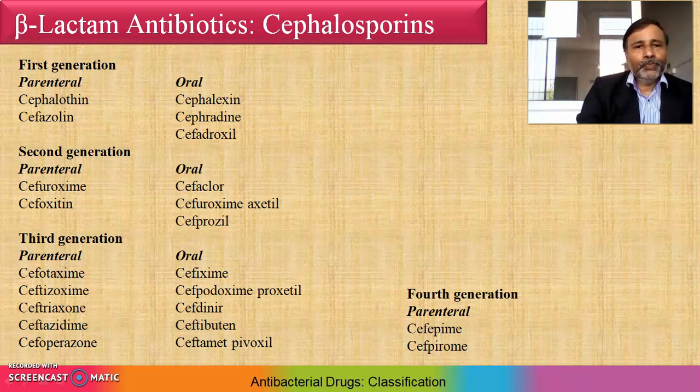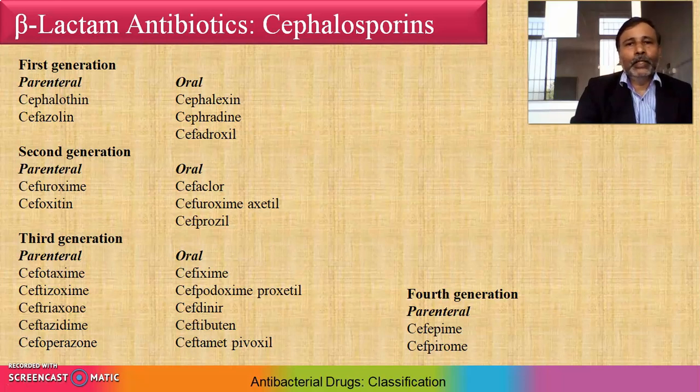Now in third generation, that is parenteral, cefotaxime, ceftriaxone, then ceftazidime, then cefoperazone, and in oral, that is cefixime, cefpodoxime proxetil, then cefdinir, then ceftibuten, then cefditoren pivoxil. And in fourth generation, only parenteral is available, that is cefepime and cefpirome. So these are about the cephalosporins.